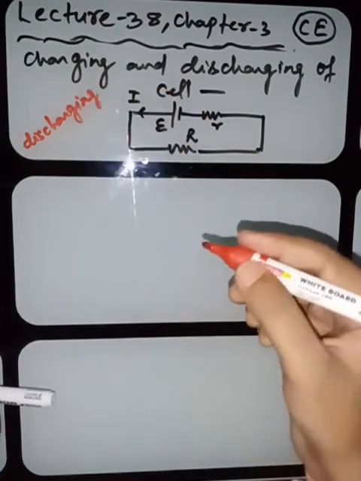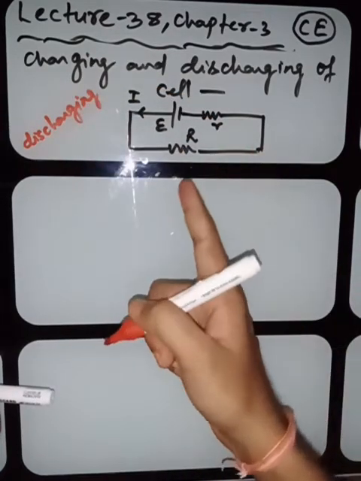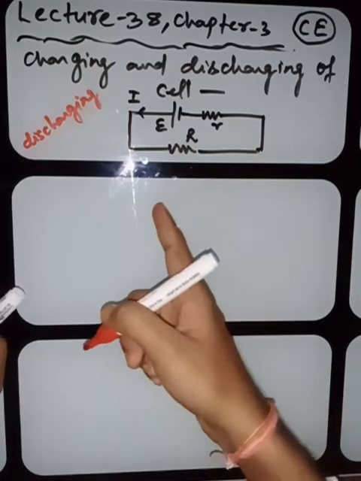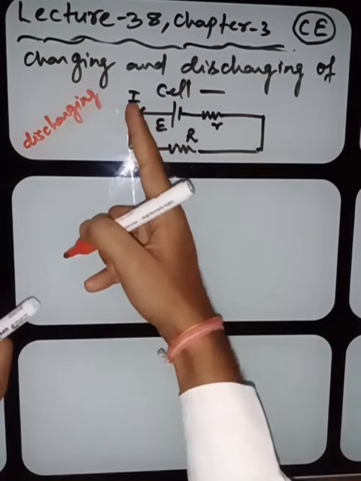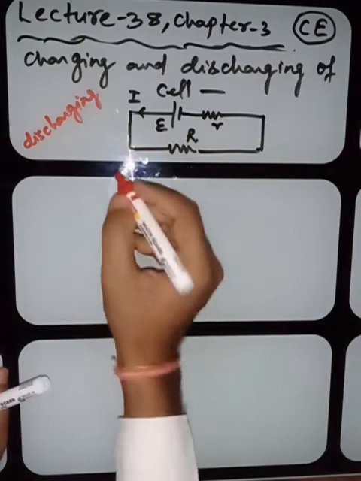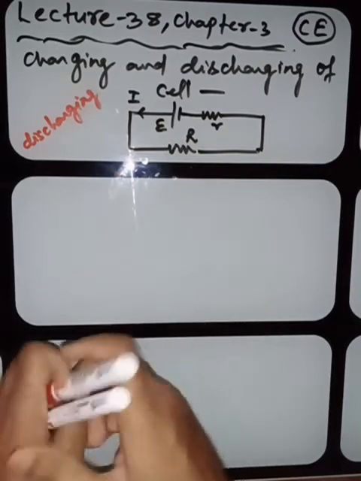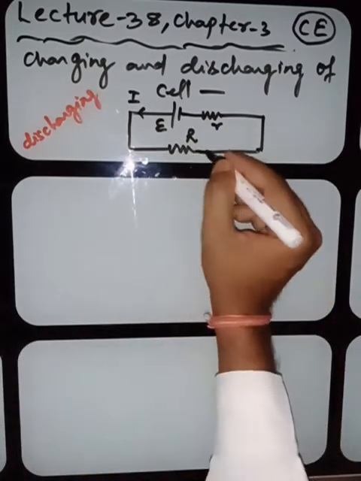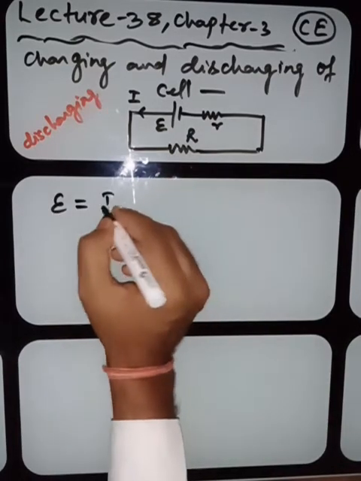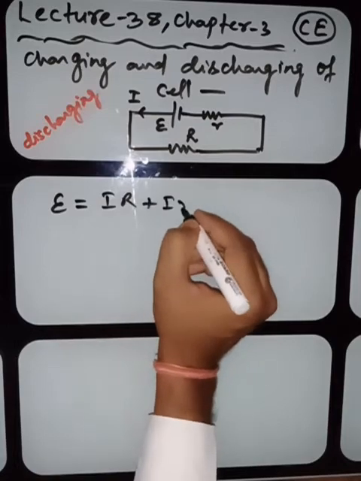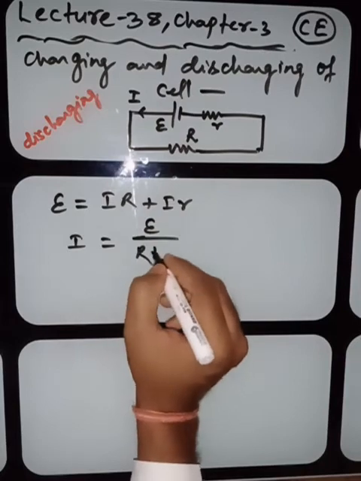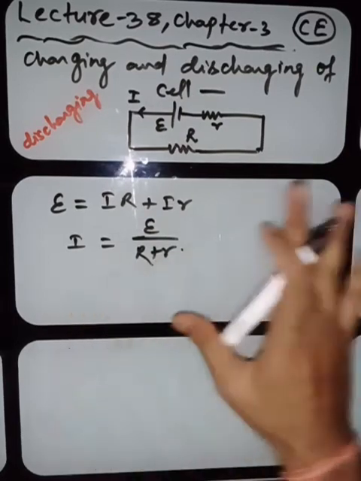Okay, here this battery is discharging. Now my dear student, if it is discharging, then how will the current be calculated? This current we are going to find. We can write here E equals IR plus Ir, very simple, and then I is E over R plus r. I hope there's no confusion.